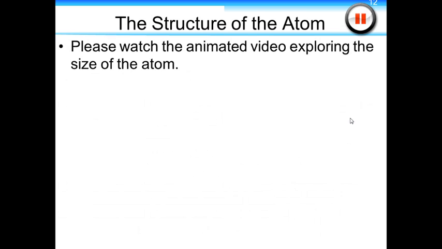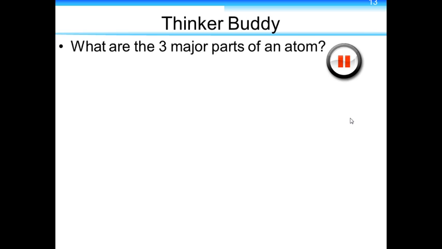So now we're going to watch a little overview of the structure and size of the atom. What are the three major parts of the atom? From the video, hopefully you saw that the three major subatomic particles were the proton, the neutron, and the electron.